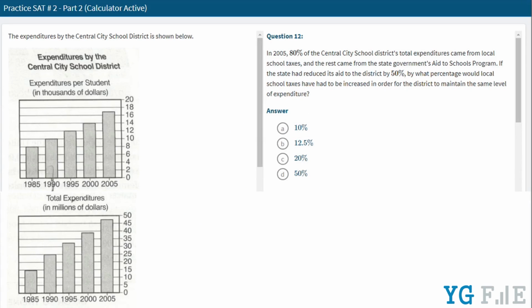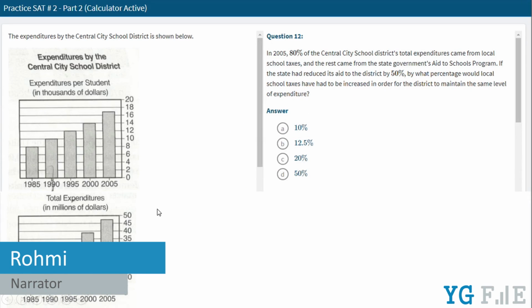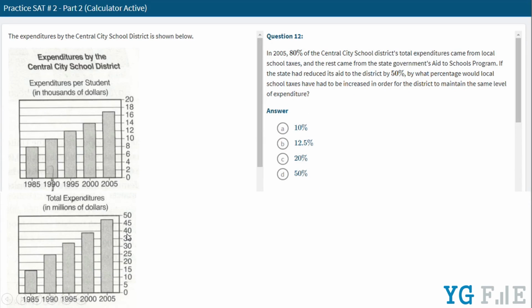The next three problems will refer to the given information here. We have two graphs. The first graph is about the expenditures per student. It tells us how much was spent on every student for every 5 years. And the second graph is about the total expenditures of the Central City School District for every 5 years. Now let's first solve question 12.